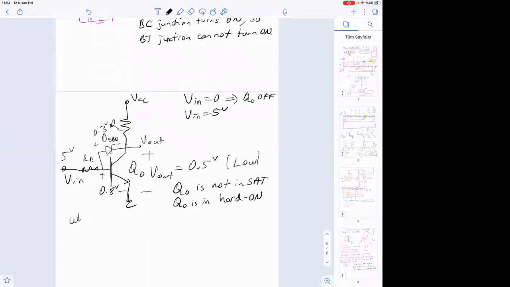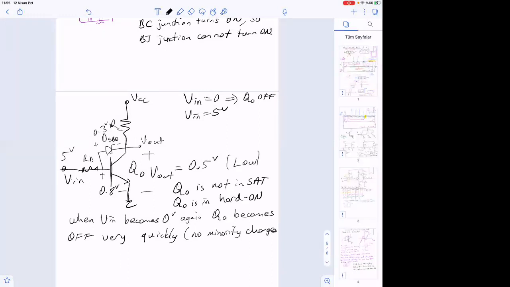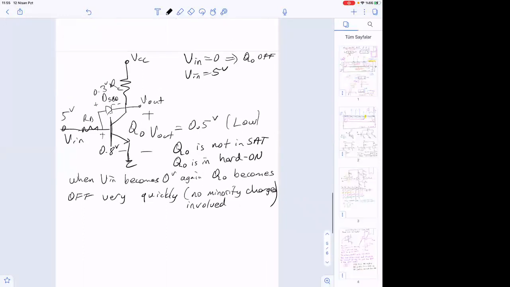So when Vin becomes 0 volt again, Q becomes off very quickly because no minority charges are involved. Okay.